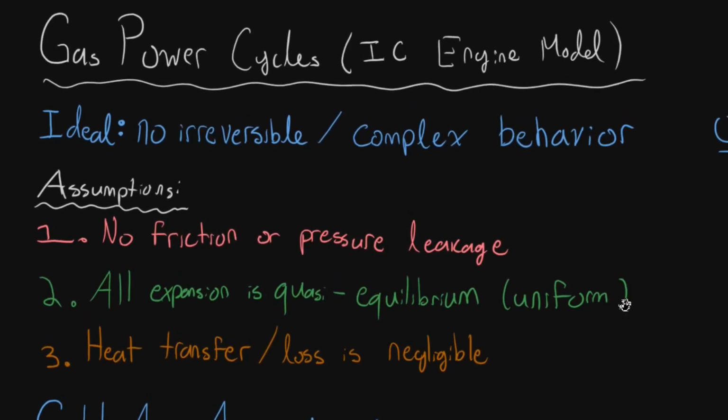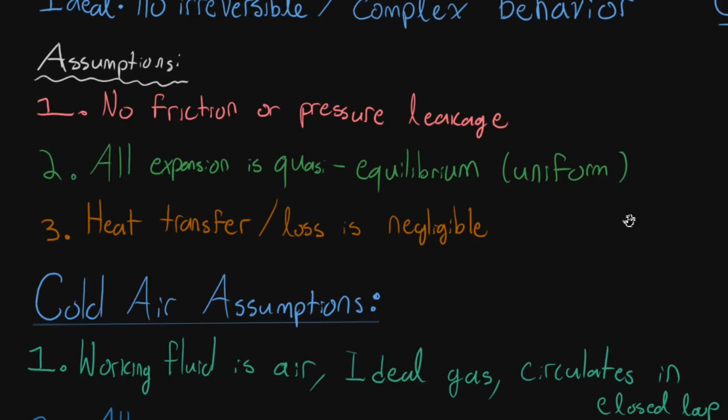We're going to start talking about engines, and our model for an engine is the gas power cycle. So basically, I guess I should just talk about all these assumptions because we have quite a few. First of all, we're going to idealize it as a reversible process. All of the components of our real process are irreversible, but we're going to ignore any complex real behavior. Our first assumption is no friction or pressure leakage or anything like that, anything that would create irreversibilities or something more complicated to look at.